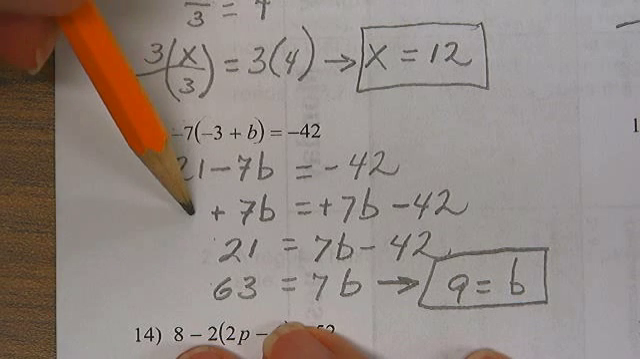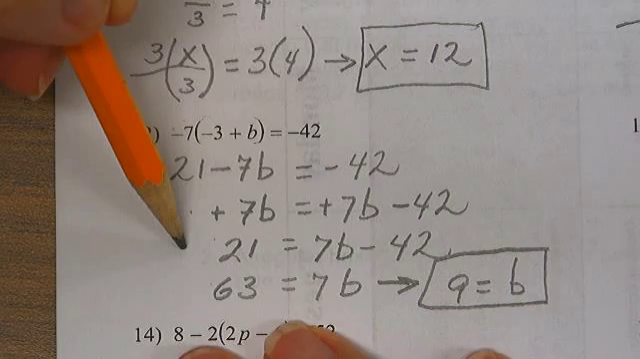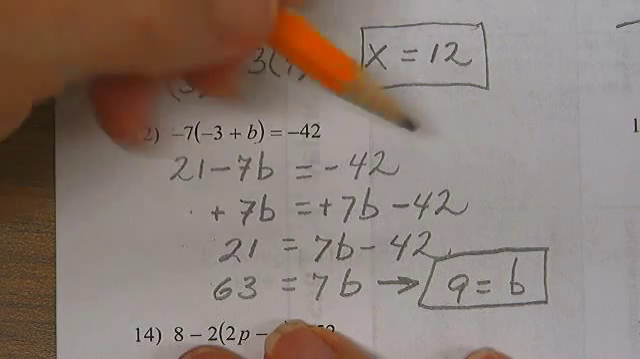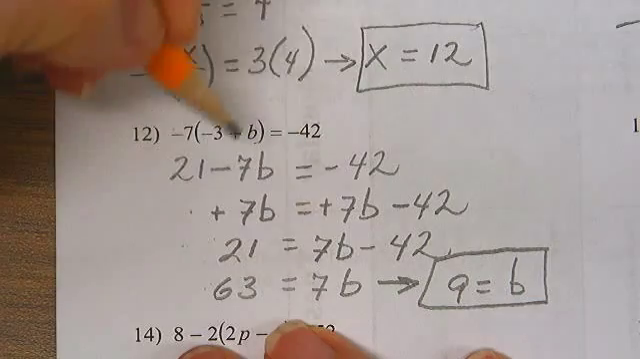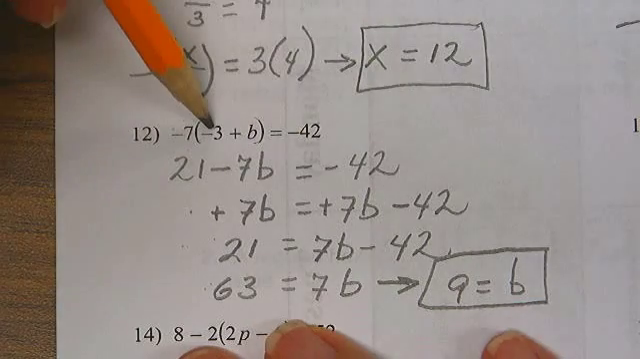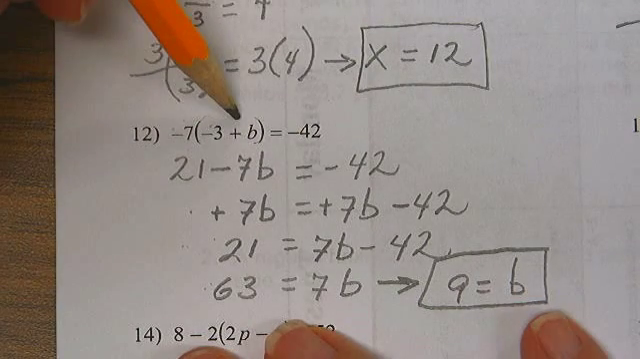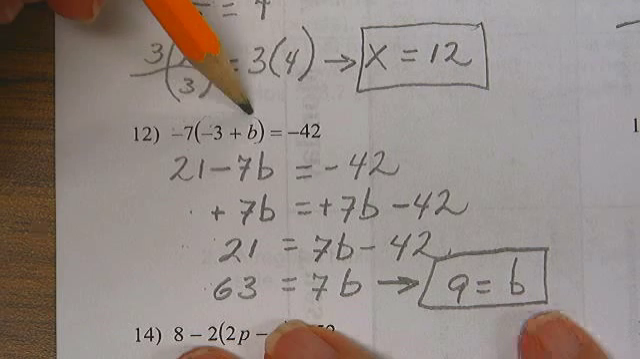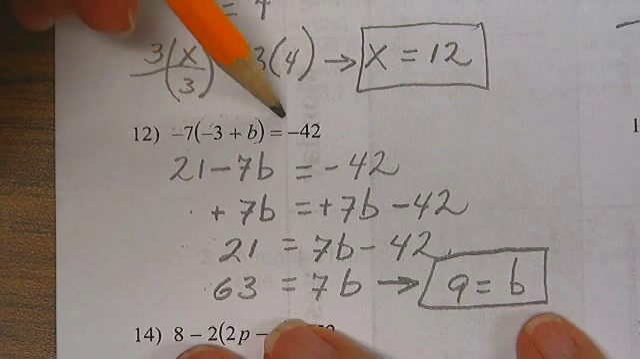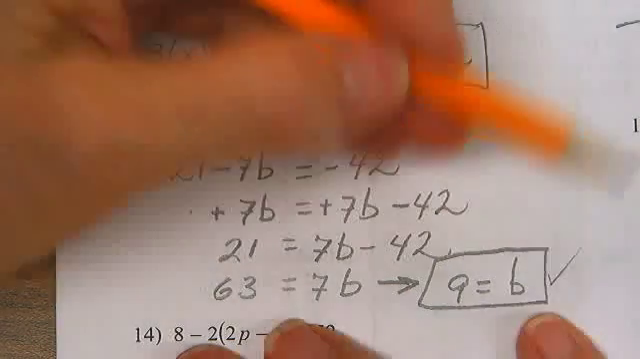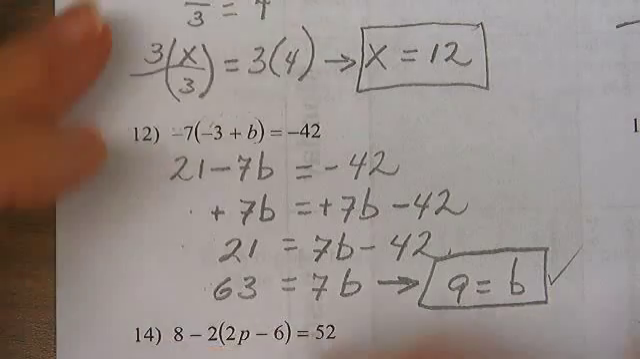First, I added 7b to each side. Next, I added 42 to each side. Finally, I divided each side by 7. Negative 3 plus b. Negative 3 plus 9 is positive 6. Negative 7 times positive 6 is equal to negative 42, so I know I'm right.